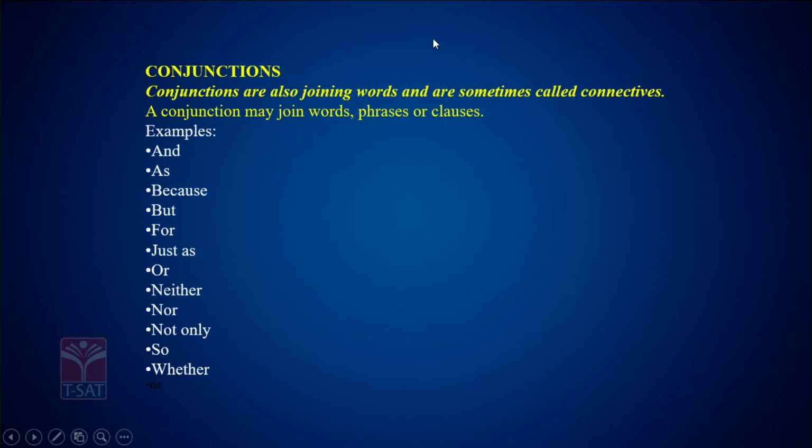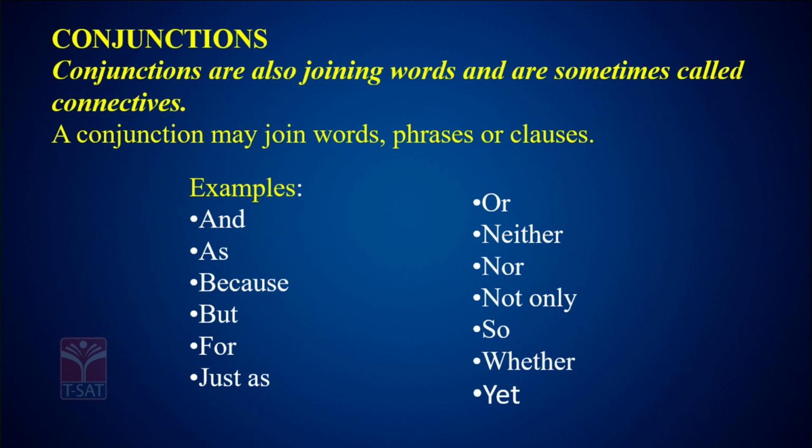Now, we will move on to the next part of speech called conjunctions, right. These conjunctions are nothing but considered to be connectives. The next part of speech which we are going to discuss is conjunctions. These conjunctions are also called joining words, and sometimes these are also called connectives. A conjunction may join words, phrases and clauses.